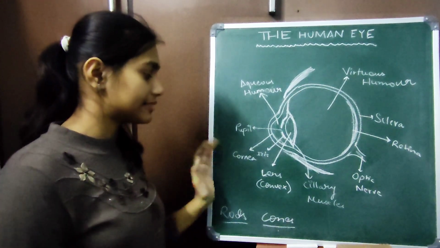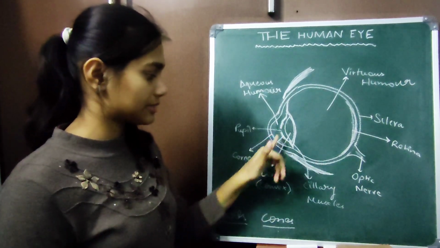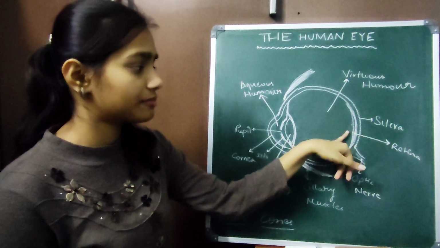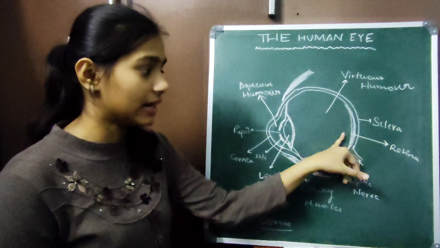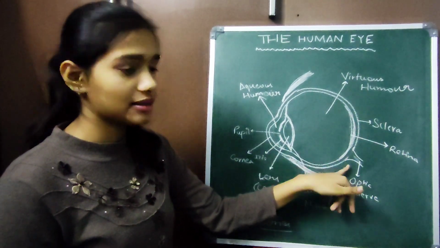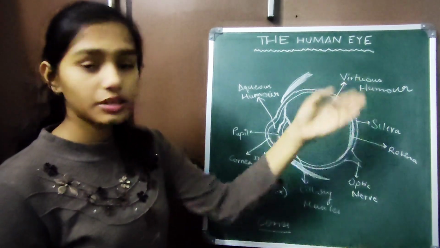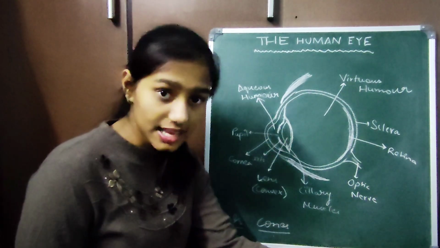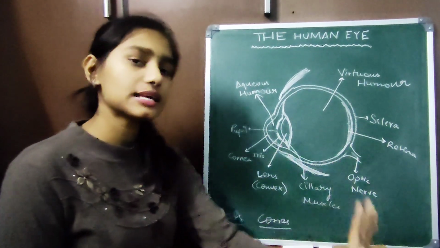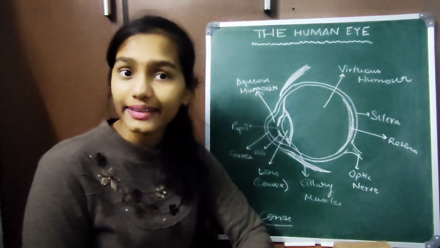The light enters, passes through the cornea, then from the pupil, the hole present in the iris, into the lens where it gets refracted, and then an upside down image is formed at the retina, and from the retina the visuals pass as nerve impulses to the brain, which identifies that image, and we see the erect image. So that is the whole process of how visuals can be seen by a human eye.